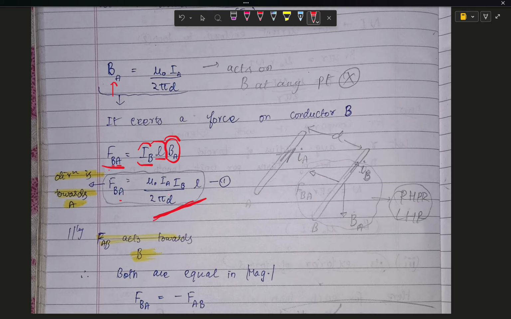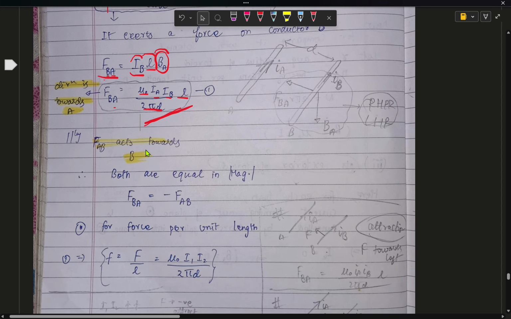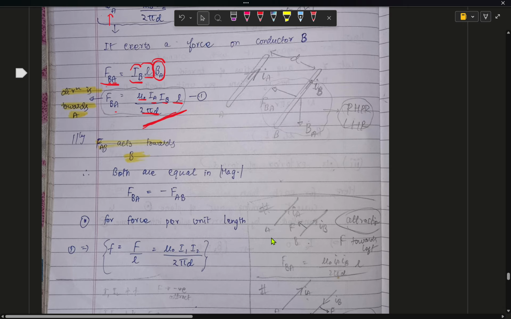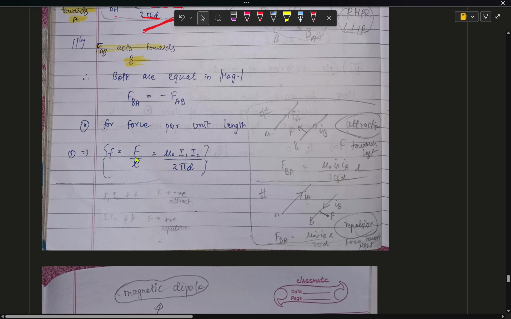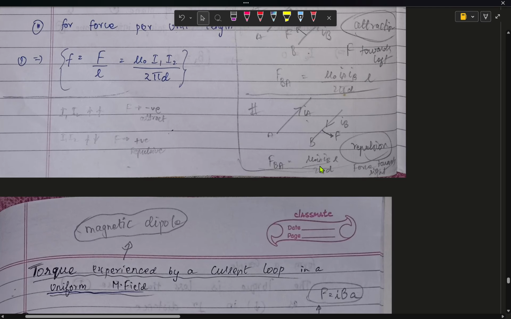This is very important. The force is mu naught times current of conductor A, current of conductor B, and length of the conductor, divided by 2 pi times the distance between them. The direction of the force is towards conductor A. It's like a seeking force. Similarly, the force on A acts towards B, so they are in opposite directions and a negative sign is taken. If they ask for force per unit length, just divide by L and you will get this form. If both current directions are the same, they attract each other. If both are in opposite directions, they repel each other.